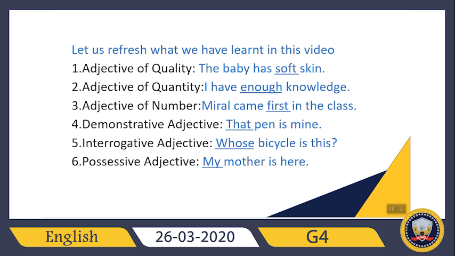Let us refresh what we've learned so far in this video. The first type of adjective is what? Adjective of quality. So take a look at this example. The baby has soft skin. So if I am to pick the word, the quality in this sentence is going to be soft, because it's letting us know the quality of the skin.